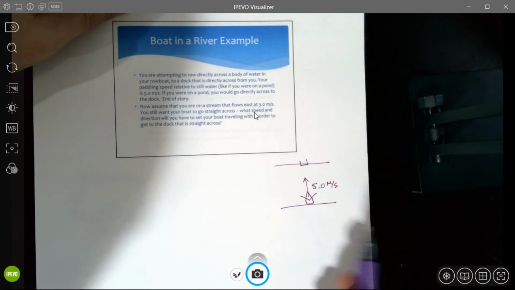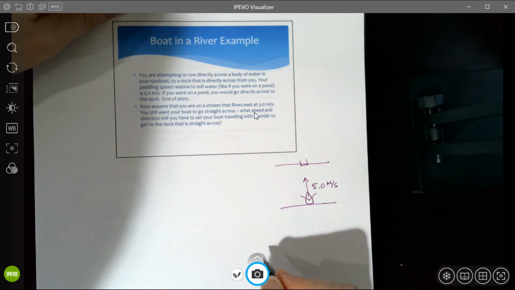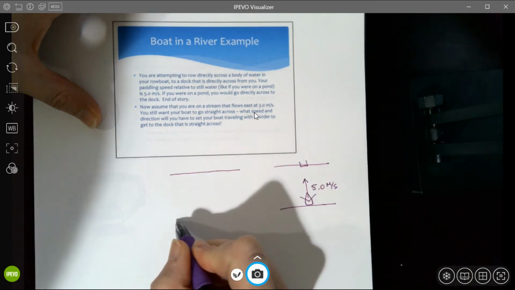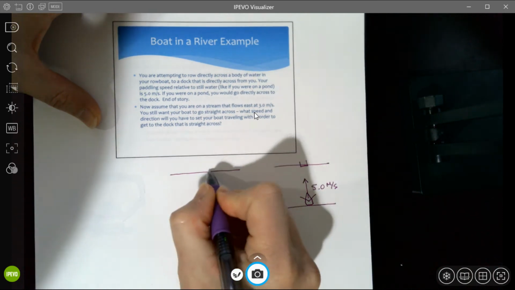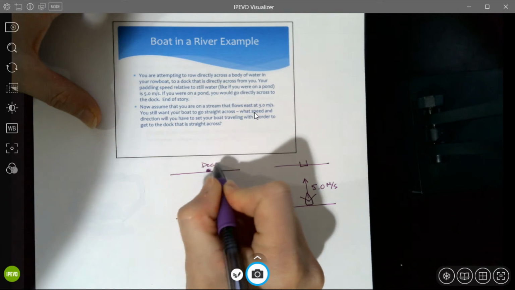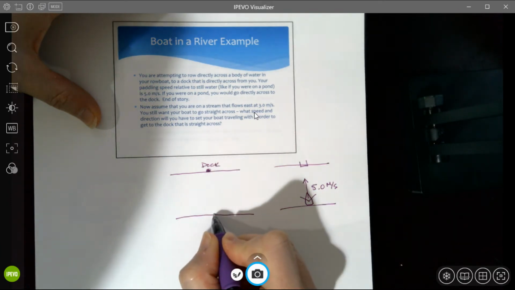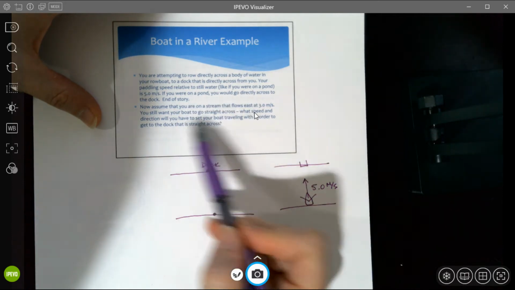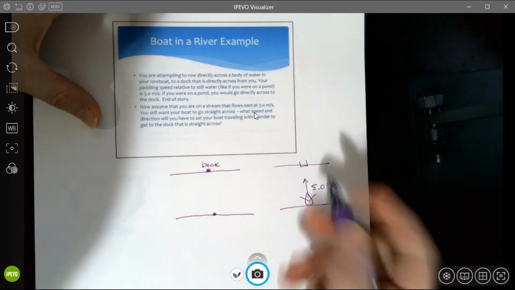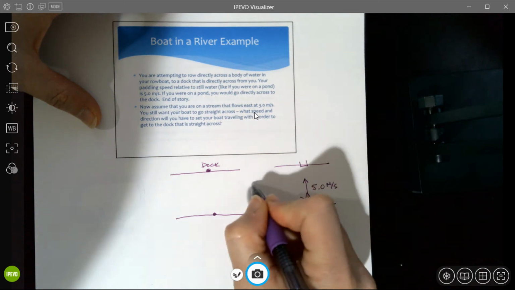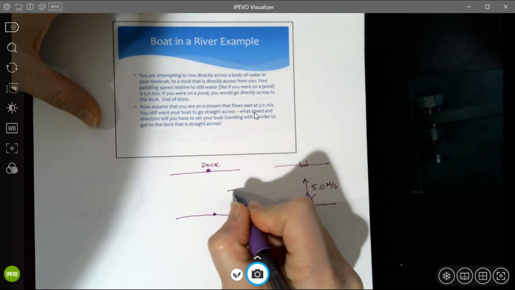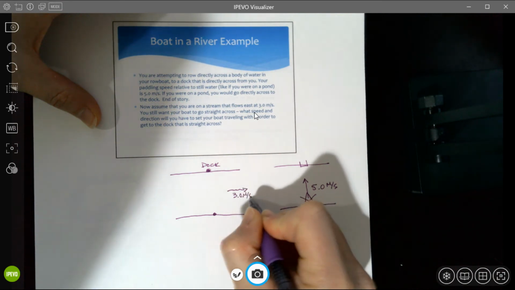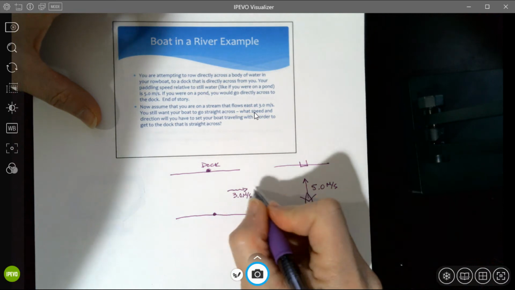But now assume that you're on a stream that flows east at 3 meters per second. So I'm going to draw another thing. You're still going for the dock over here, right? You're starting here. But it says the stream flows east at 3 meters per second. So let's say the stream has some kind of current. The current is 3.0 meters per second. So it's downstream. That's east.